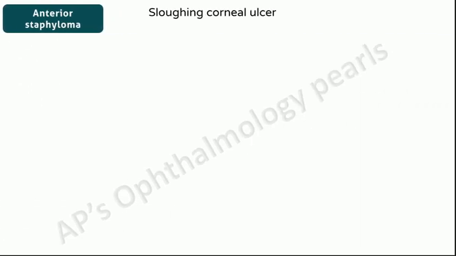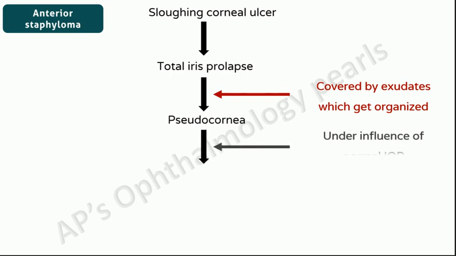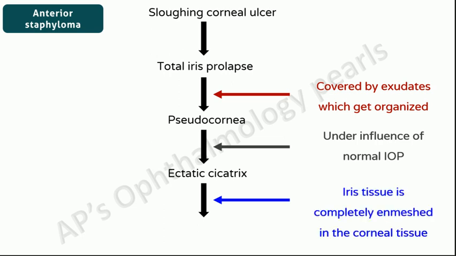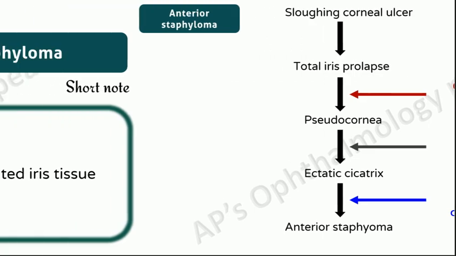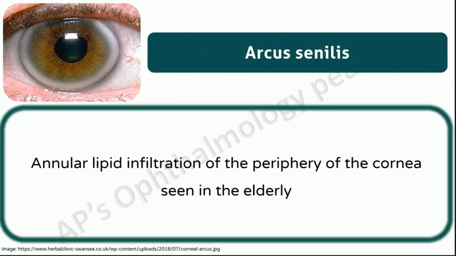So to recapitulate, in a sloughing corneal ulcer, there is a total iris prolapse which is then covered by exudates that get organized to form a pseudocornea. This then bulges under the influence of the normal intraocular pressure to form an ectatic cicatrix. Since the iris is incarcerated into it, it is now called an anterior staphyloma. So now the definition becomes clear.